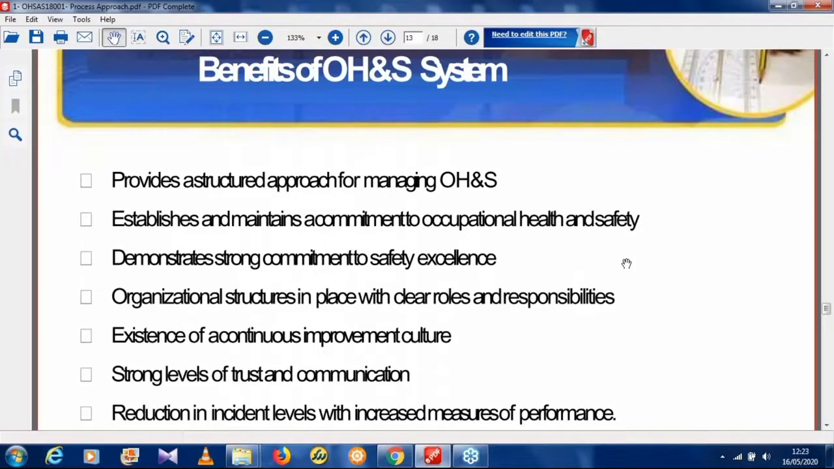Now, what does this mean? It means that if an operation manager goes ahead and signs the policy of a company, it cannot be implemented. It's not accepted by safety standards. So it is supposed to be signed by the number one person of the organization.